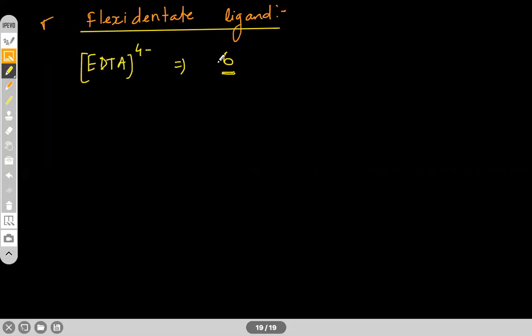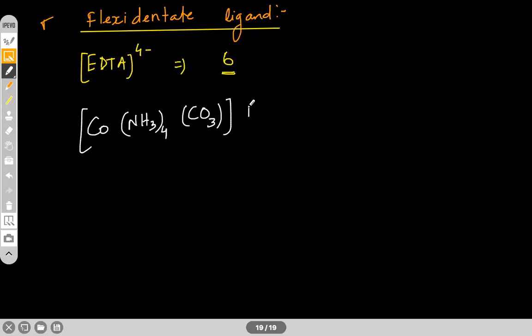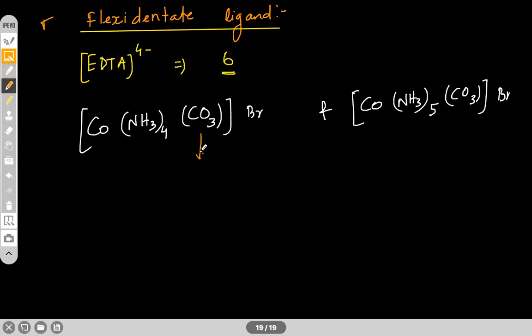I'll show you this example, since we have already understood the Sidgwick EAN rule. I want you to find out the denticity of the carbonate ligand in this complex: [Co(NH3)4CO3]Br. Another example is [Co(NH3)5CO3]Br. Tell me the denticity of carbonate in this compound and in this compound, these two ligands and their denticity.